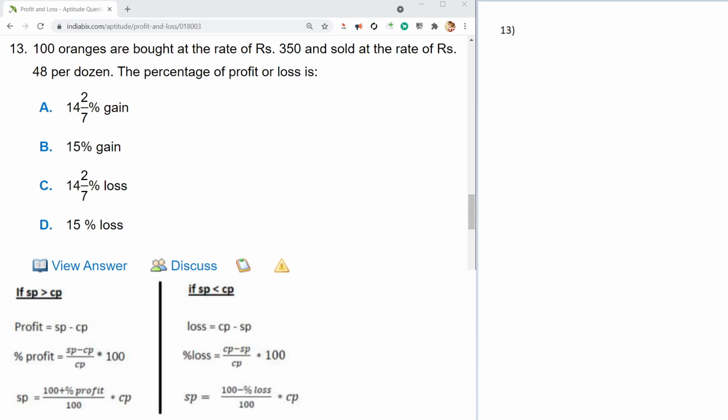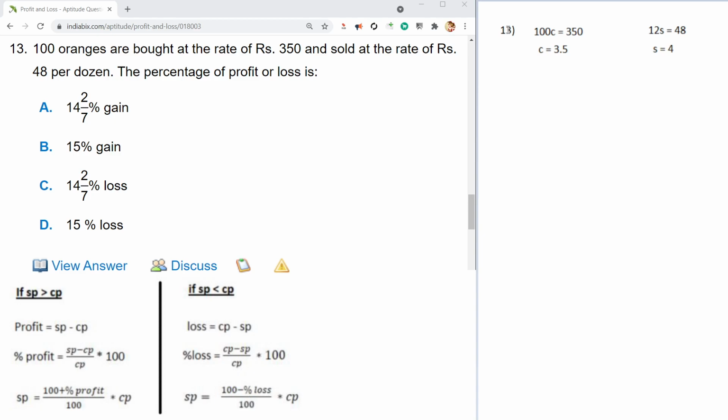Then 100 oranges are bought at the rate of 350, which means 100 C equals 350. And sold at the rate of 48 rupees per dozen. Dozen means 12 oranges, so 12 S equals 48. From 100 C equals 350, we get C is equal to 3.5, which is the cost price of each orange. And the selling price, 12 S equals 48, so S is equal to 4.